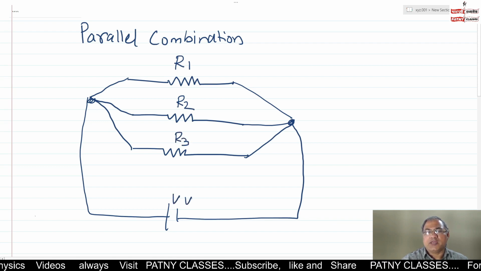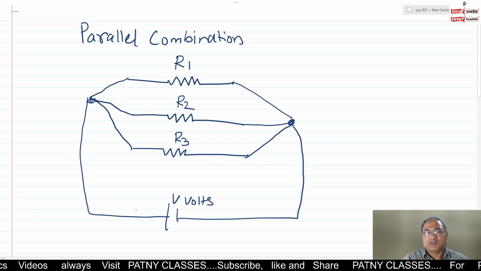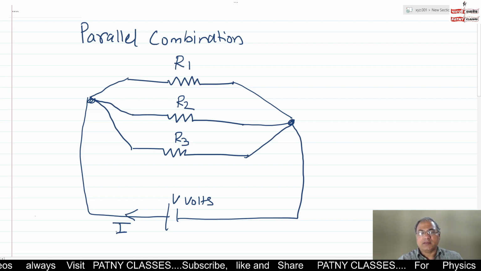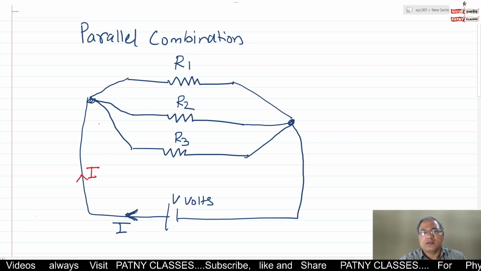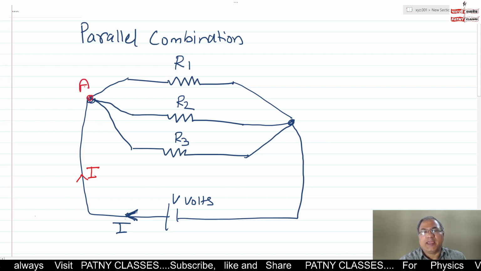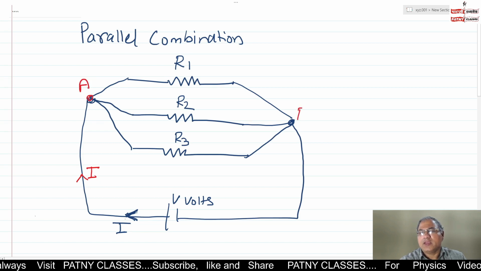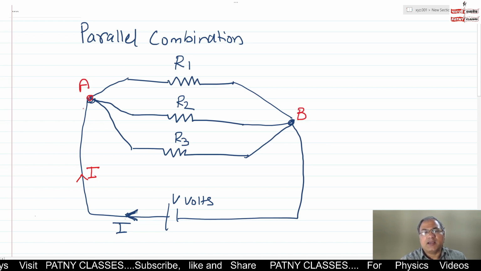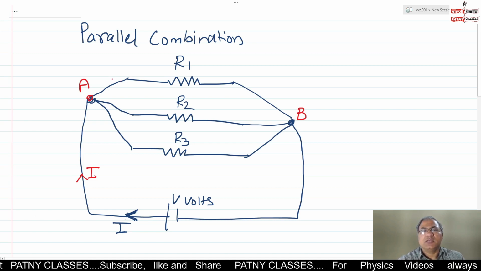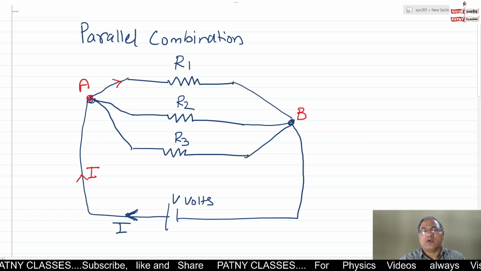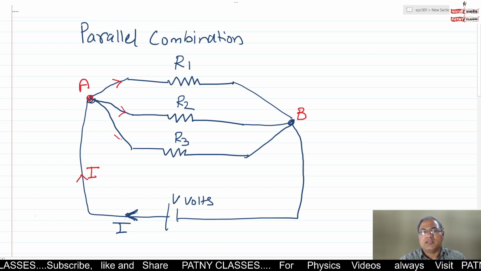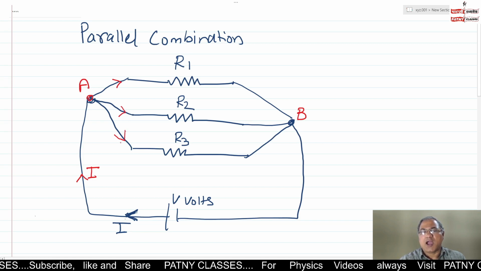The supply voltage equals V volts, and the current flowing through the source equals I. Here I flows out of the battery as soon as it comes to the point A. Let us say A is the starting point and B is the end point. When the current comes to the point A, it divides into three parts. Some current will go through R1, some other amount will flow through R2, and the rest of the current will flow through R3.